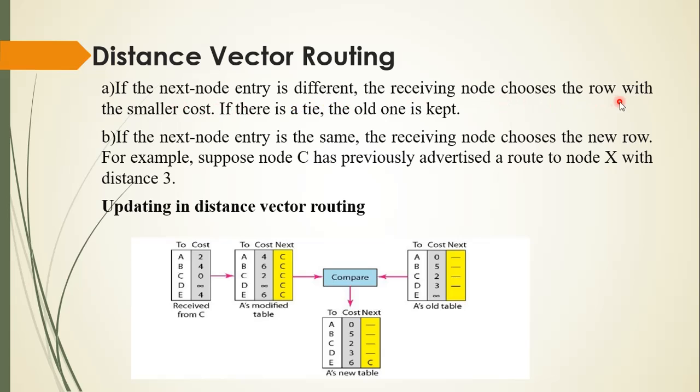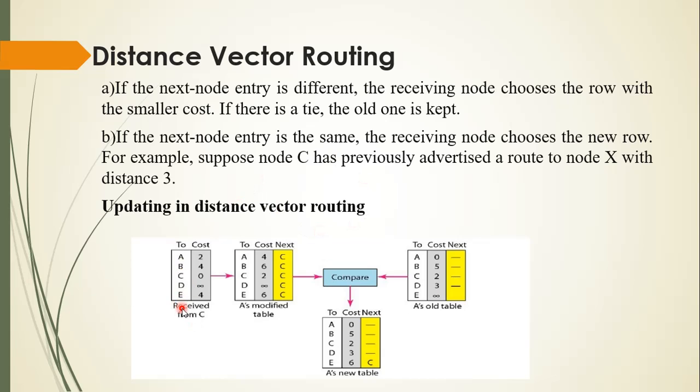The receiving node chooses the row with the smallest cost. If there is a tie, the old one is kept. If the next node entry is the same, the receiving node chooses the new row. For example, suppose node C has previously advertised a route to node X with a distance of 3. I will explain this in the example.